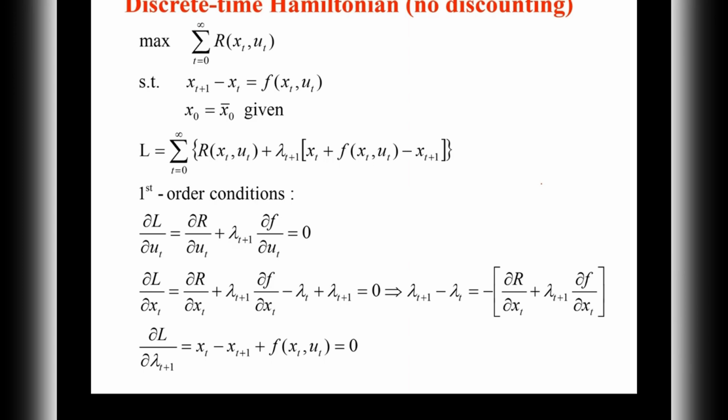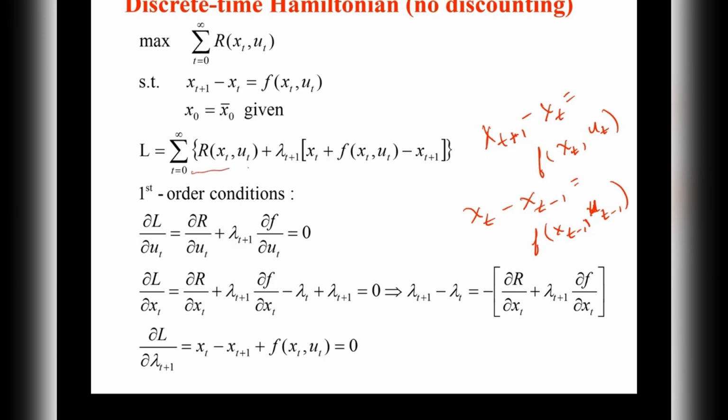Now again, notice here that when you're taking derivatives with the Lagrangian, you have to be very careful, because in all of these expressions you have a lambda t and a t plus 1 term. For example, you write the equations of motion like this: x t plus 1 minus x t is a function of x at time t and u at time t. But you also have an equation that looks like this: x t minus x t minus 1 equals f of x t minus 1, u t minus 1. And what happens is, in this Lagrangian expression, you find all of those.